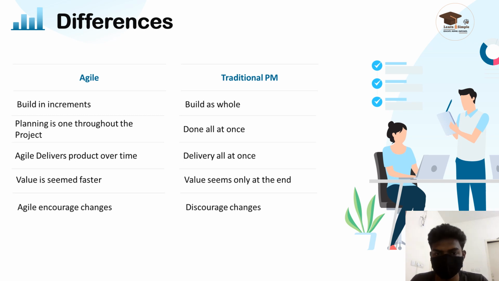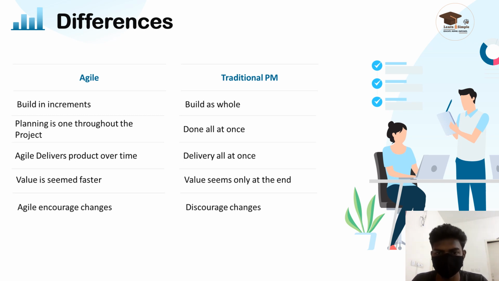Agile encourages changes, whereas traditional project management discourages changes. As I mentioned in the initial presentation, Agile is the project management strategy where you closely interact with the customers. People want their views to be taken into account. So when you interact with the customer, you want them to give continuous feedback on the project. In Agile, you expect continuous feedback from the customer, and you want it.